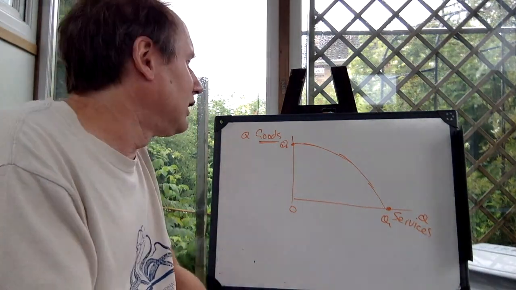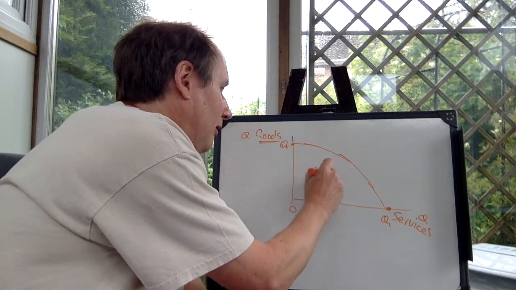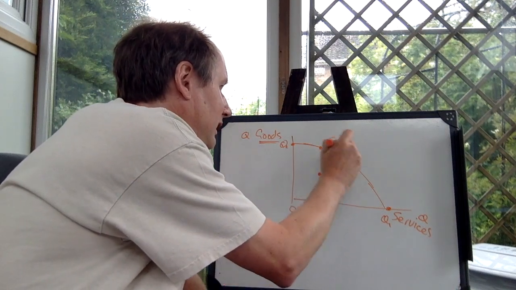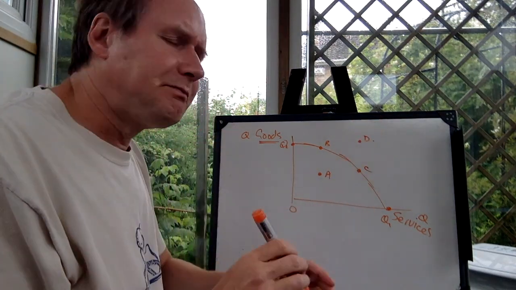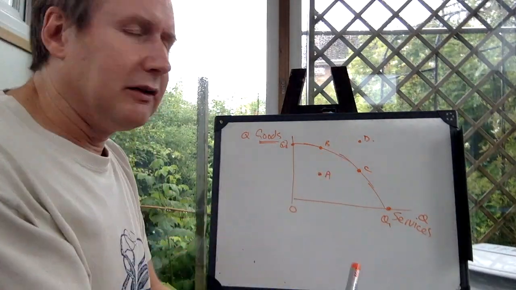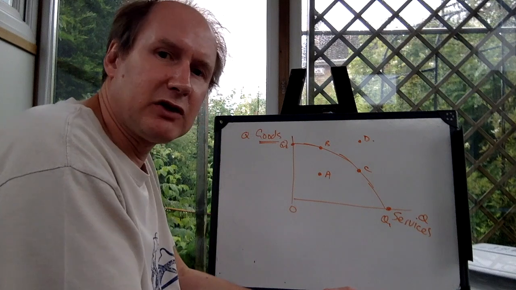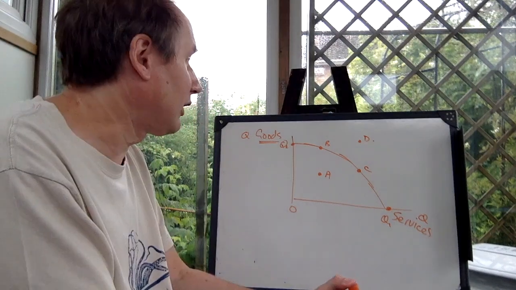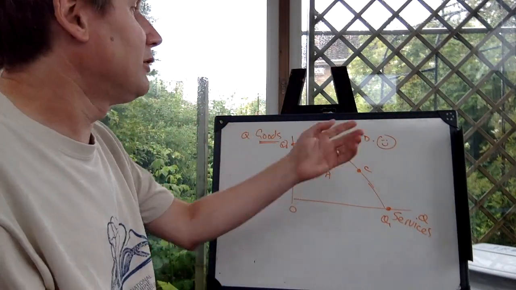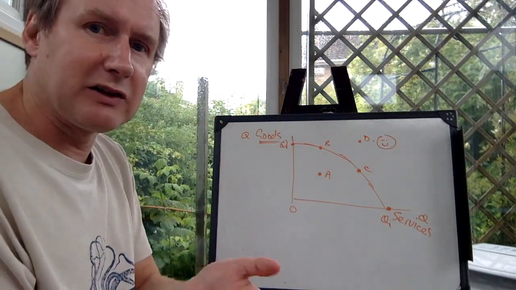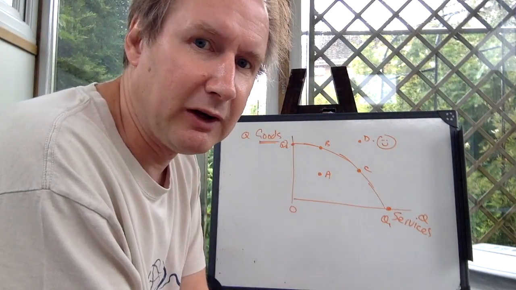So let's imagine we've got 4 points. We'll call that one A, that one B, that one C, and that one D. So D has vast amounts of goods and vast amounts of services. The point about D is you can't have it. You'd like it. D would be lovely. You'd have lots of goods, lots of services. As a society, you'd be very happy. But we simply don't have enough resources to reach point D.